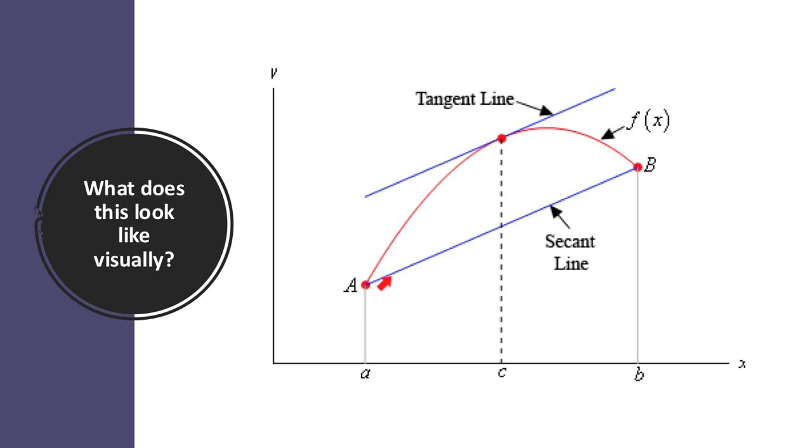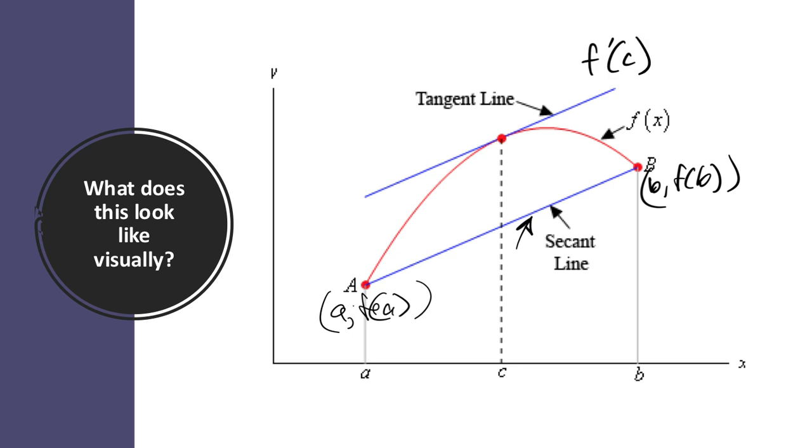Its slope is the average rate of change from a, f of a, to b, f of b. This is the average rate of change. According to the mean value theorem, there is some point c along this curve that when I draw the line tangent to this point, and we do that by finding the derivative, it's going to give me the same exact slope as the secant line.